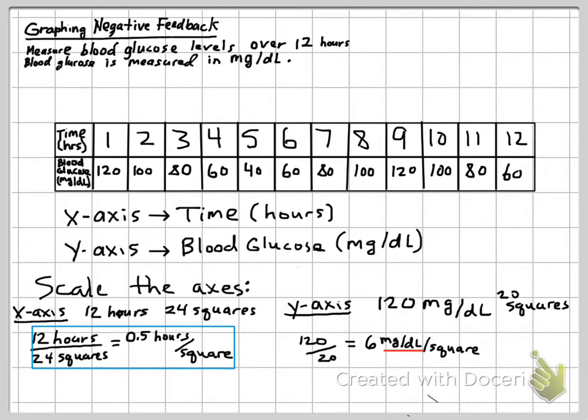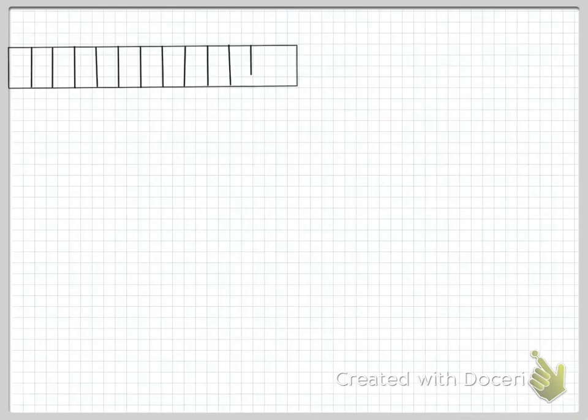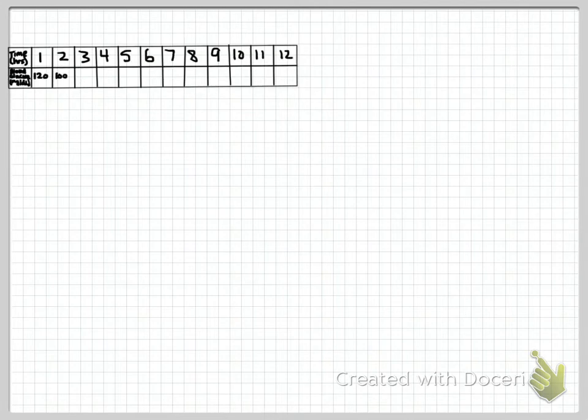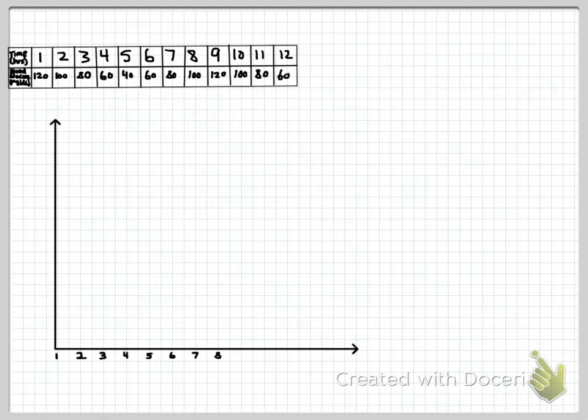Okay, so let's go to our next slide. We're transferring that data table over again so that we can actually make our graph. We're going to construct the graph, set up those axes, and number them to the scale we established. You can see along the x-axis, every other box is an hour. Notice that I started with 1 at the very beginning, right where the x-axis and the y-axis intersect, because I want my graph to leave from the y-axis.